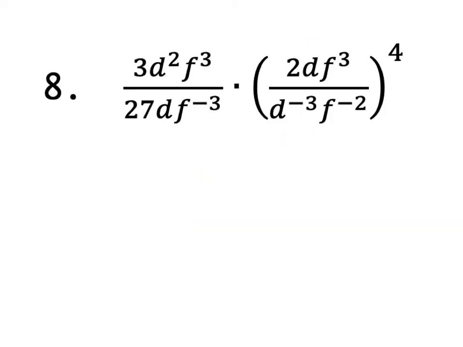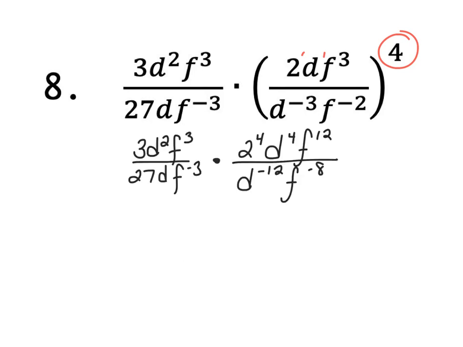In this last one, again, I encourage you to pause the video and check it on your own. The only thing I would say is this 4 needs to be distributed to everything up top and everything in the bottom before you multiply your 2 fractions together. Here's what I get when I distribute that outer 4 to the second fraction. Now I'm going to proceed to multiply numerators and denominators together. Pause, try it, and check.